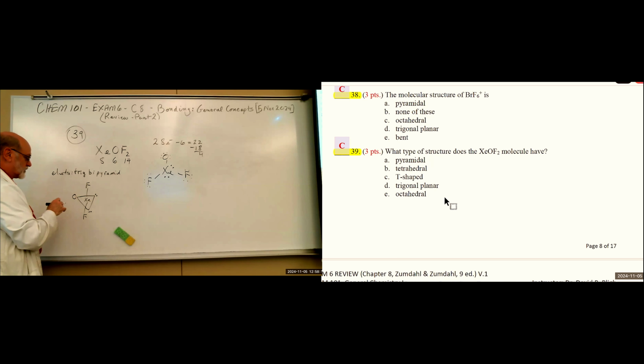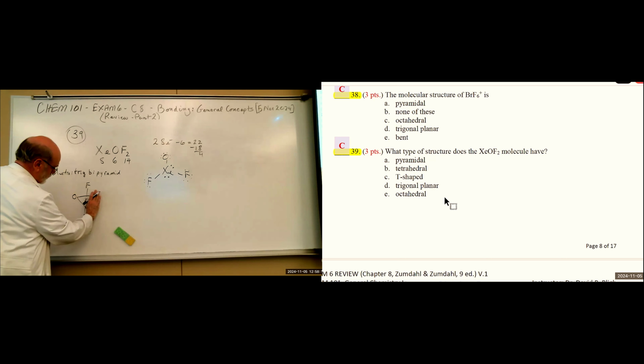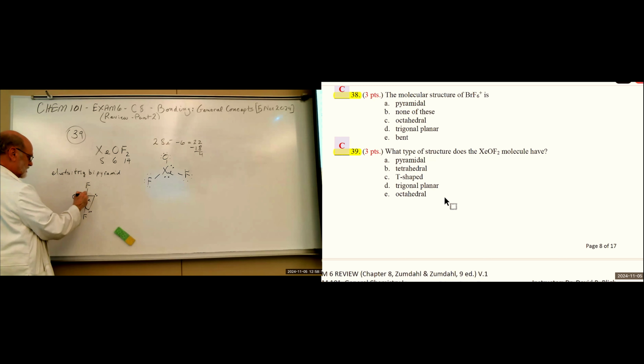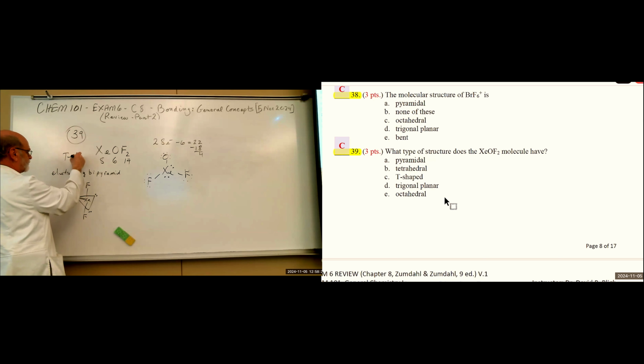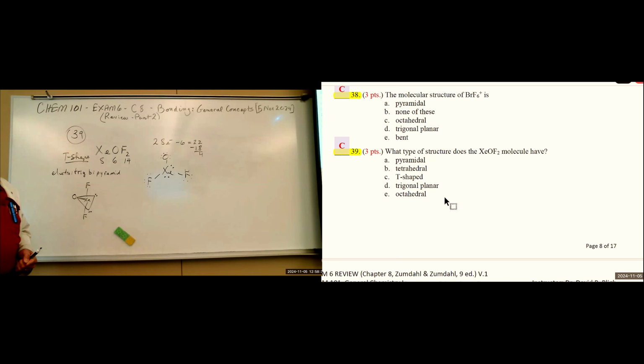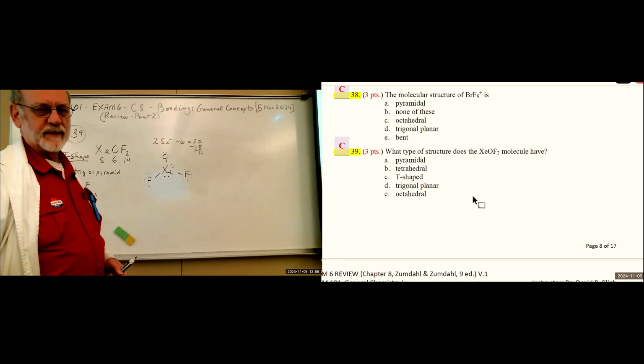Yeah, the molecular geometry. Well, I cover these up, and what you got left? You got a bond here, here, and here, which is T-shape. It's a T-shape. Okay. That one took some imagination.